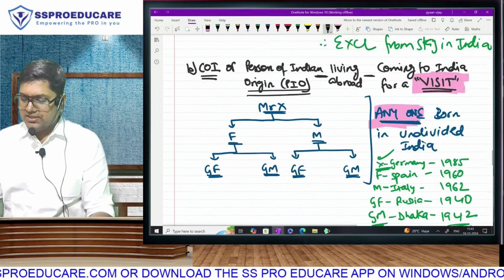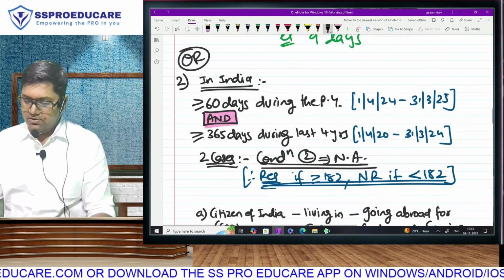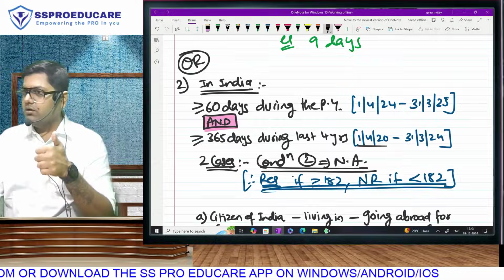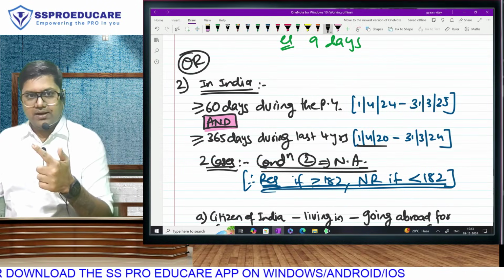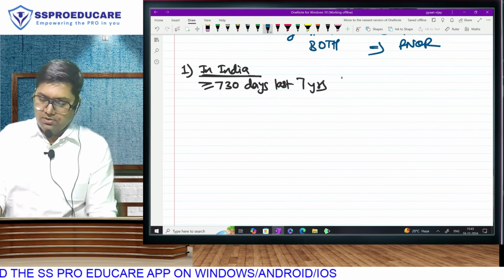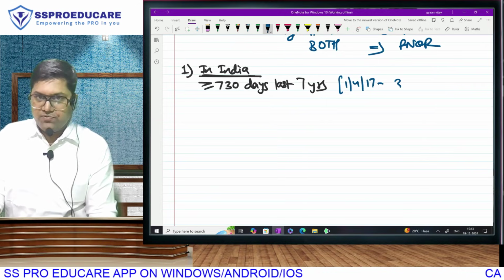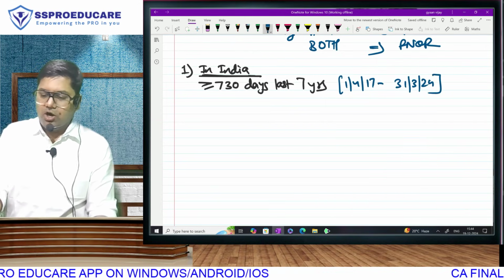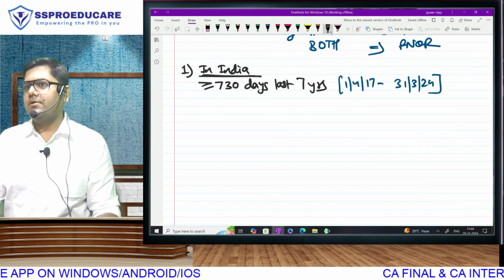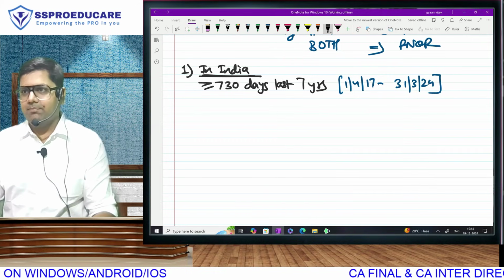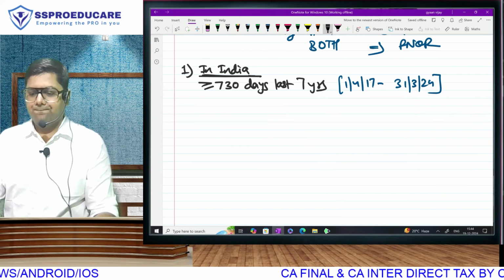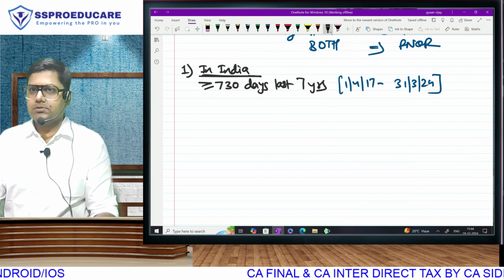So we already had 4 years in 365. Now you have to add 3 more years here. So add 3 more years, go in reverse order: 19-20, 18-19, 17-18. Correct or no? So from 1/4/17 to 31st March 24, your stay in India has to be a minimum period of 730 days. Is that understood? Everyone?